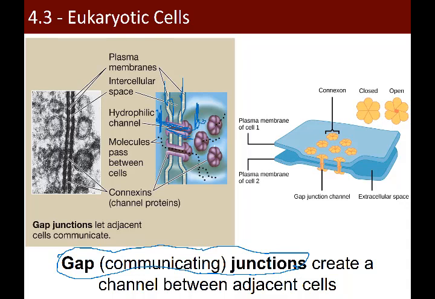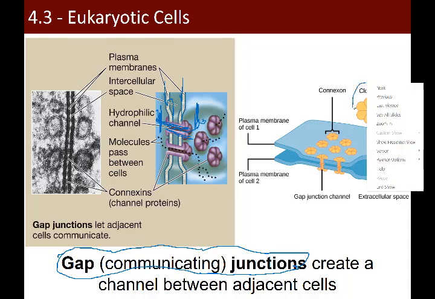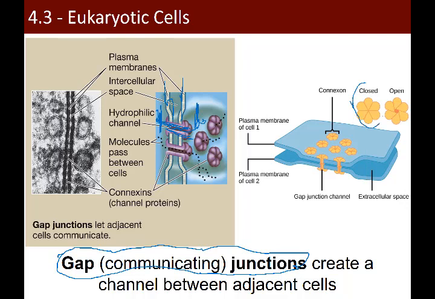Okay? These tunnels that form the junction, these gap or communicating junctions, are able to open and close. And so here we have a closed one. And when it's closed, no material can pass through, right? But when it's open, now materials can pass through the tunnel. And so these can form ports between cells that can regulate the timing of when materials can pass through, and can also help to propagate signals by sending information through that communicating junction.